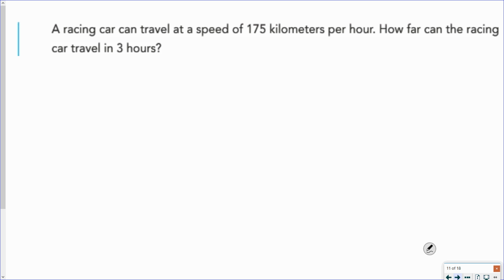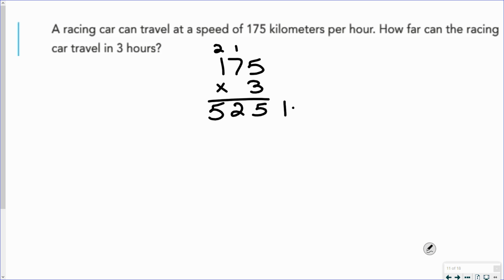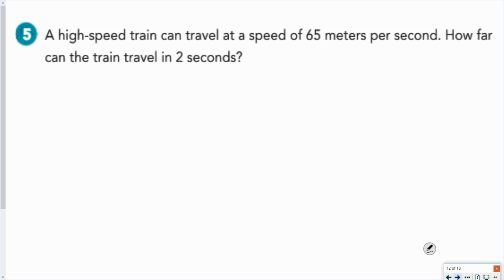So if we use that idea with this one, we have a racing car that can travel at a speed of 175 kilometers per hour. How far can the racing car travel in 3 hours? We would take our rate times our time, and we would get 525 kilometers. If we have a high-speed train that travels at a speed of 65 meters per second, how far can the train travel in 2 seconds? Well, our rate is 65. Our time is 2. 65 times 2 is 130 meters.